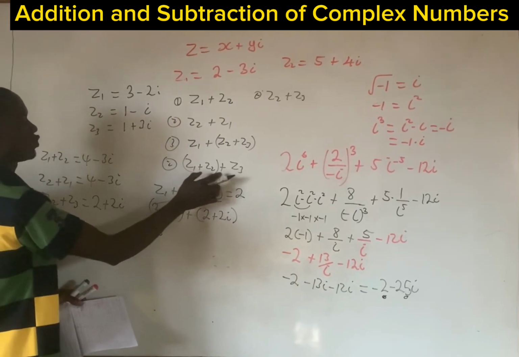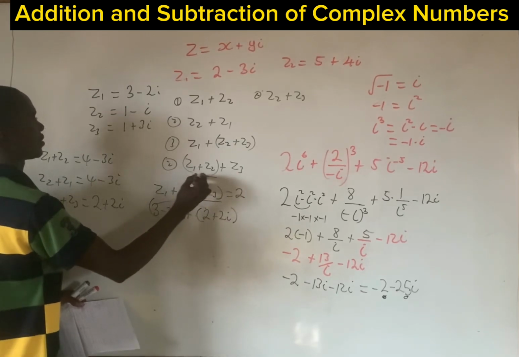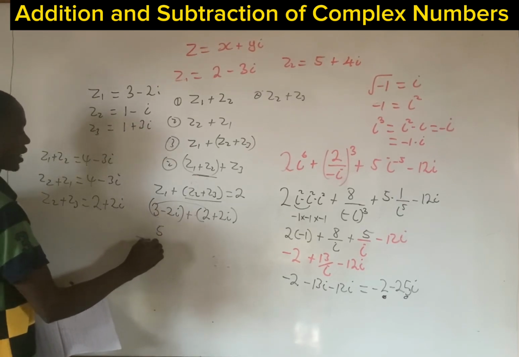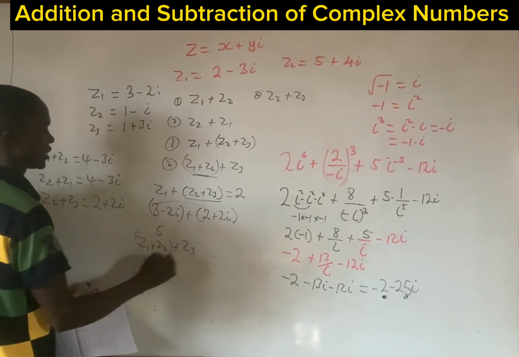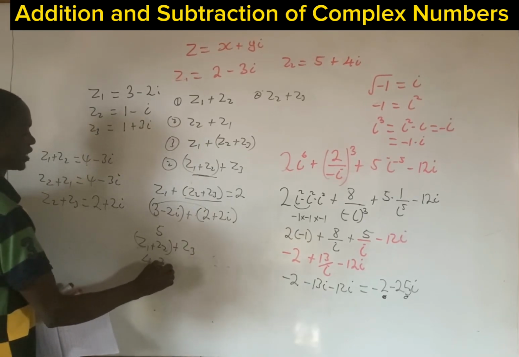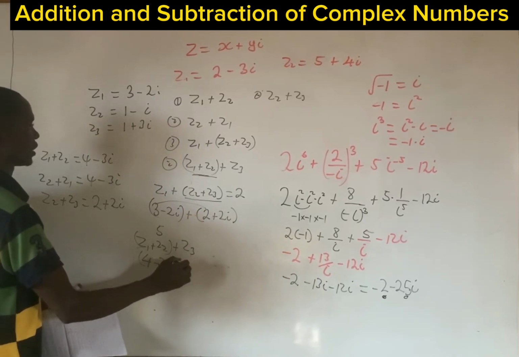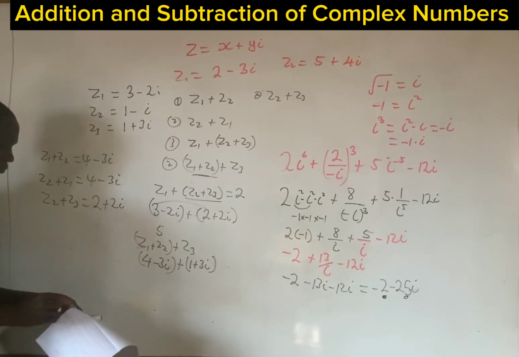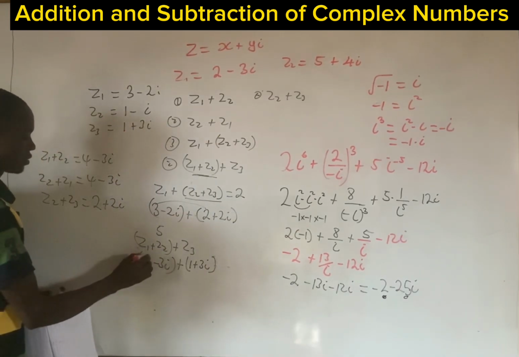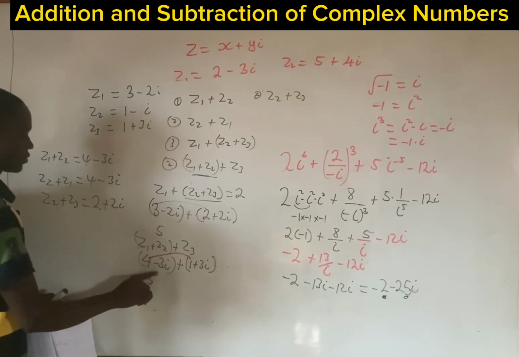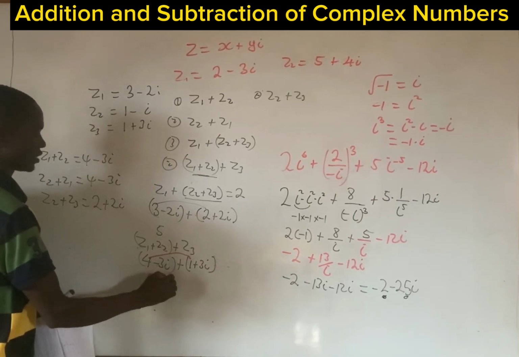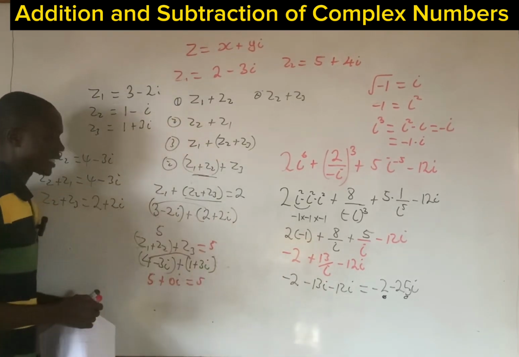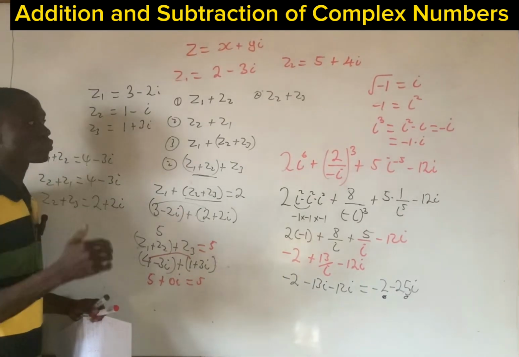Now, to find Z1 plus Z2 plus Z3, we have to find this first. We've done this one here. Z1 plus Z2 is this one, 4 minus 3i. So we add this to Z3, which is 1 plus 3i. Now, what do we do here? We will have that 4 plus 1 is 5. Minus 3i plus 3i will give us 0i, so we get this one to be 5. So you can see that addition of complex numbers is associative.